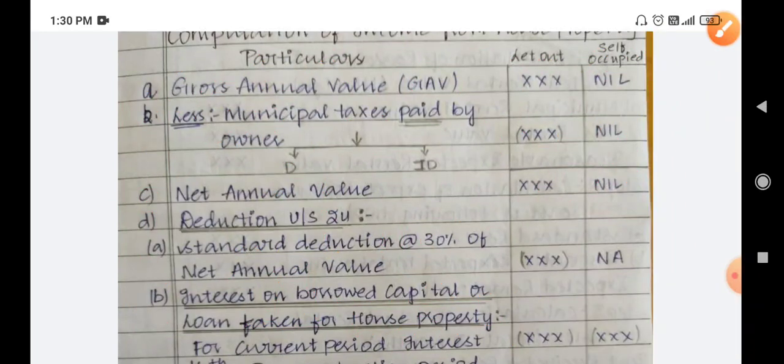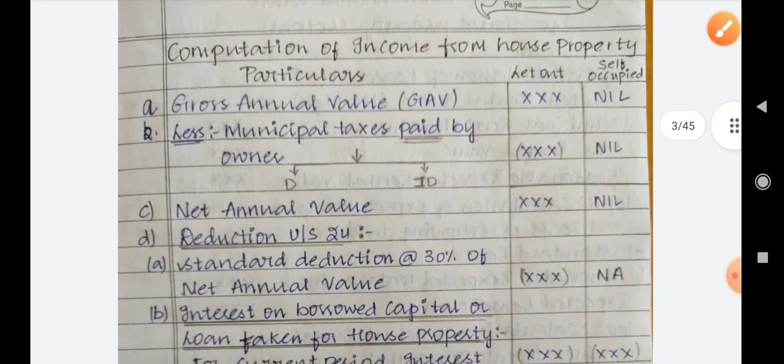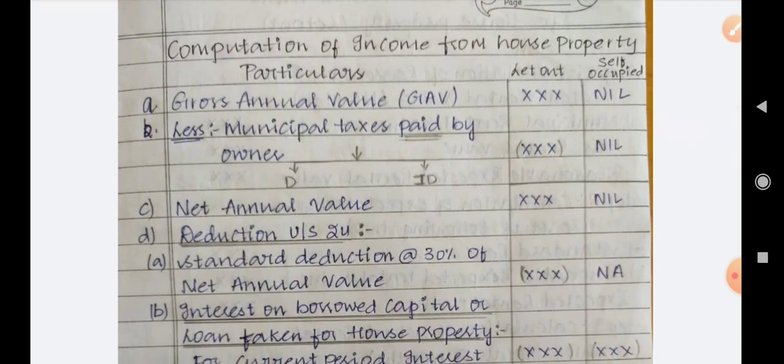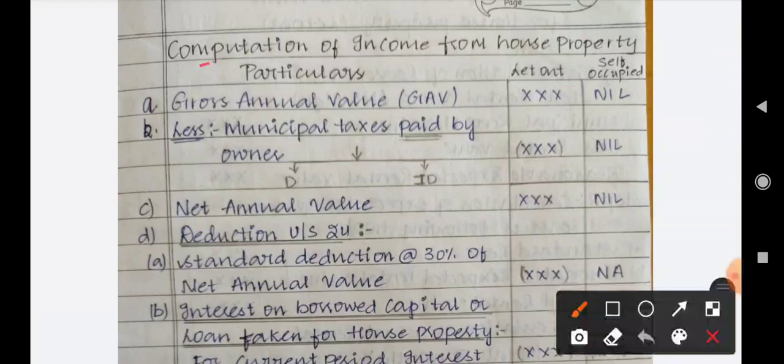Let us see the computation now, how it will be in case of self occupied and how it will be in case of let out. Computation of income from house property, particulars: let out, and this is self occupied. For self occupied, GAV, municipal taxes, NAV will be nil. There is no standard deduction; only 24B interest on loan taken for purchase or construction of house property will be allowed.